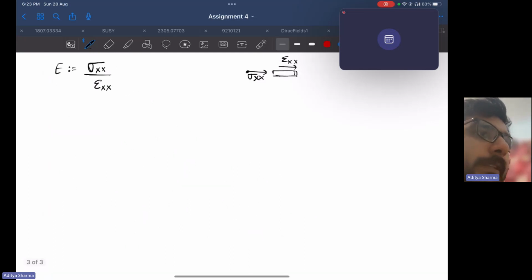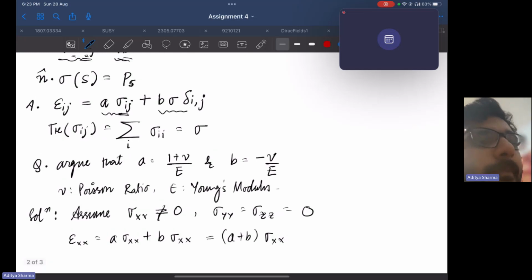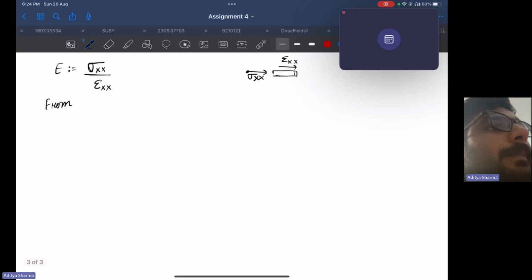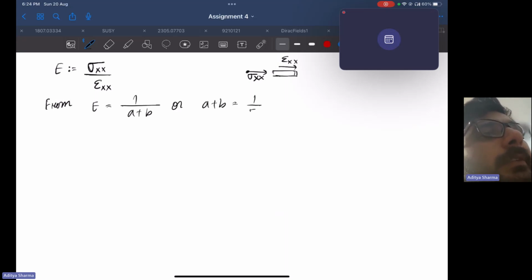So epsilon xx is this. So this is the definition. So from the earlier relation, from this relation, we get that E is equal to 1 by (A plus B), or A plus B equals 1 by E.